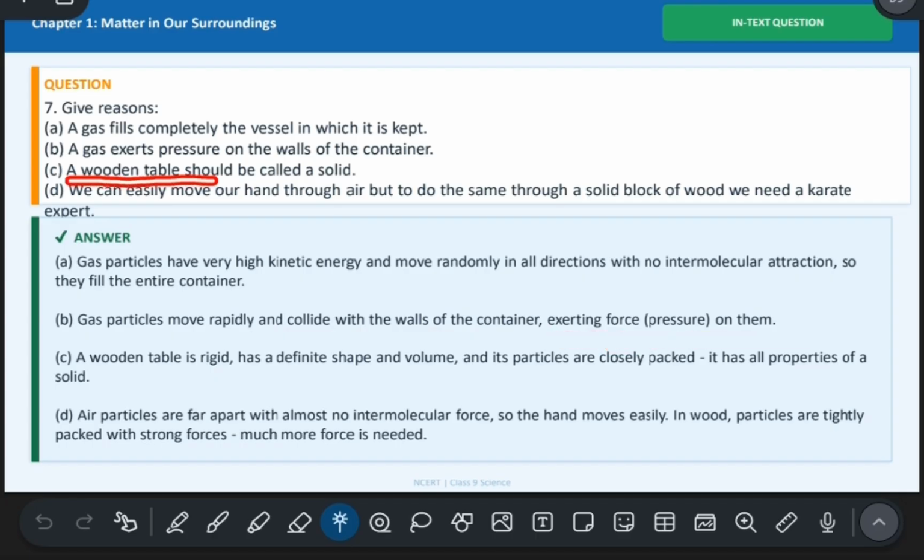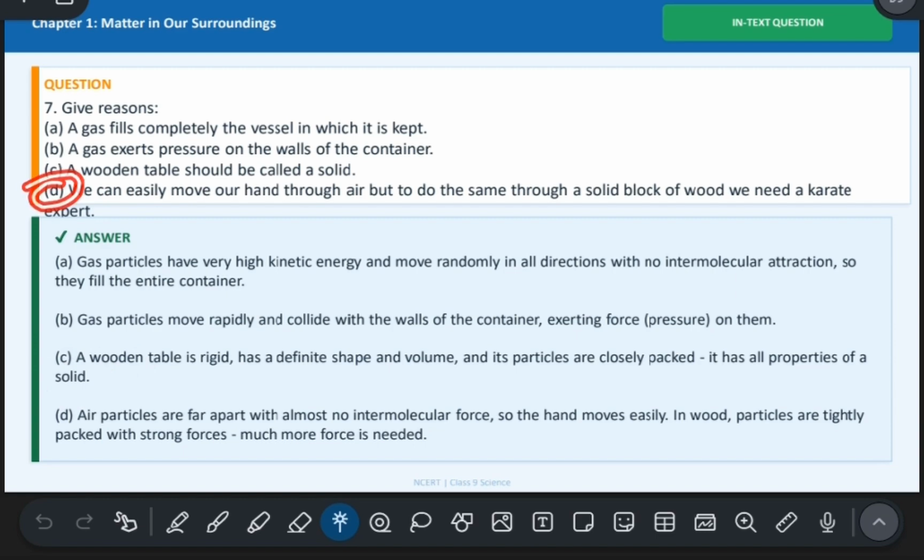Now a wooden table should be called a solid. A wooden table is rigid, has definite shape, has definite volume, and its particles are also closely packed. So it has all the properties of solid.